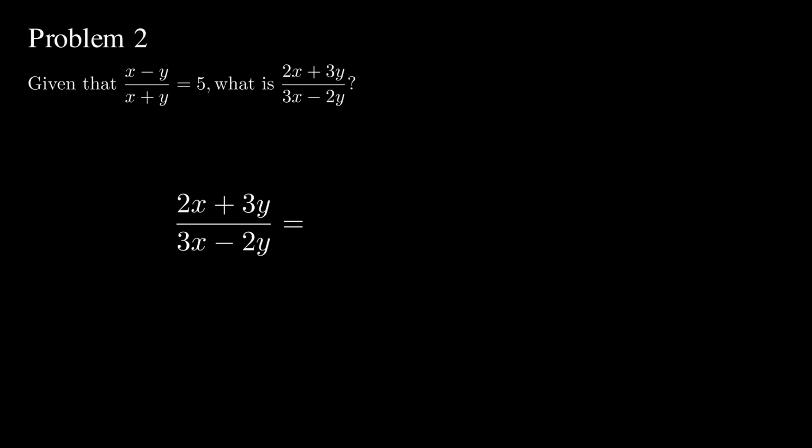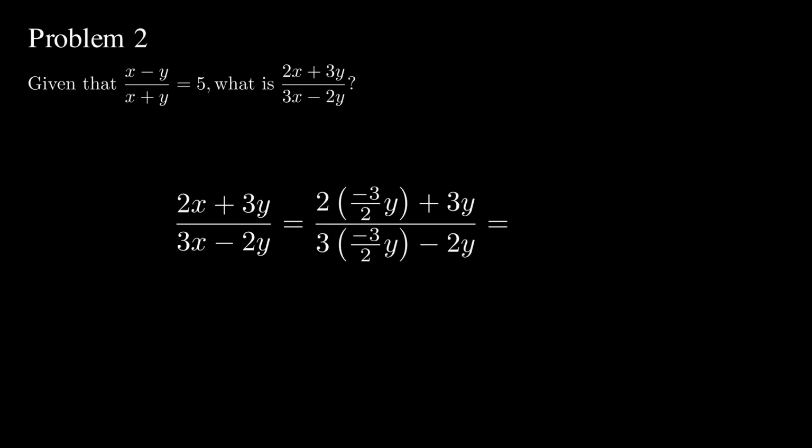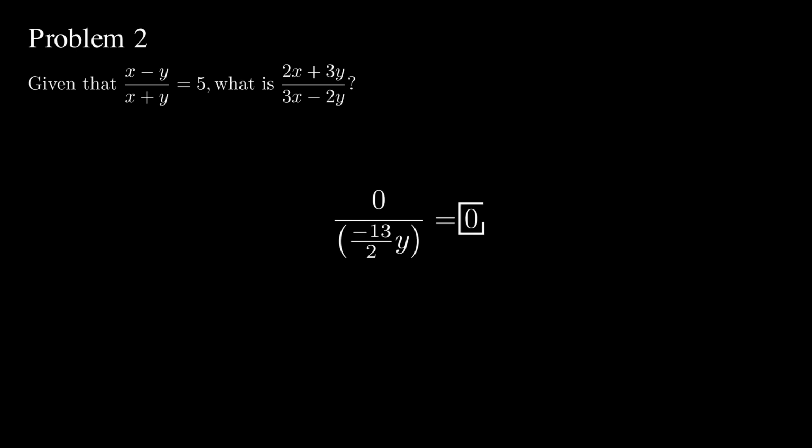Now we can take this value for x and plug it into our expression to get all of this mess in the middle, and the numerator simplifies to negative 3y plus 3y, and we know that's 0, so our final answer just ends up being 0.